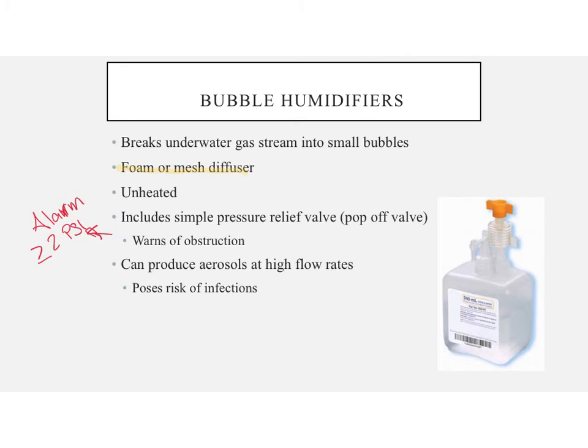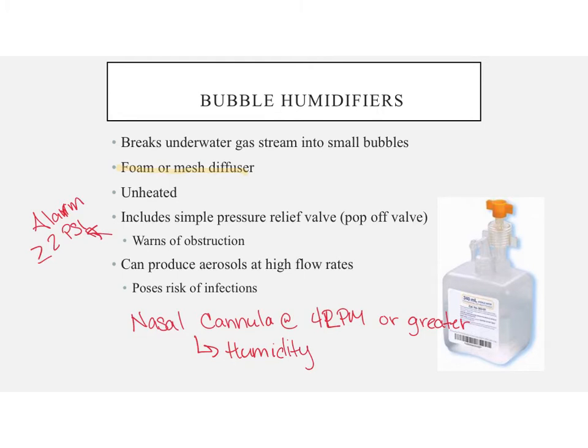So when a nasal cannula is placed at a liter flow of 4 liters or greater per minute, you should always have humidity. So nasal cannula at 4 liters per minute or greater, you need to add humidity.